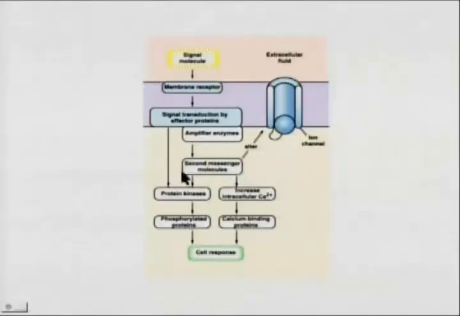So we have an amplification of the second messenger because we have an enzyme that's converting a lot of ATP to cyclic AMP. So we activate one enzyme, we get a lot of second messenger. Then that activates protein kinases that phosphorylate proteins and amplify the cell response. We also get the increased intracellular calcium, with calcium binding proteins contributing to the cell response.